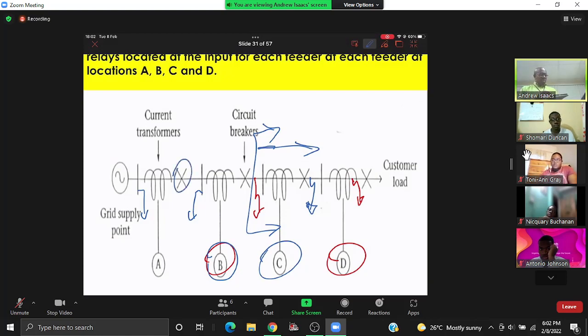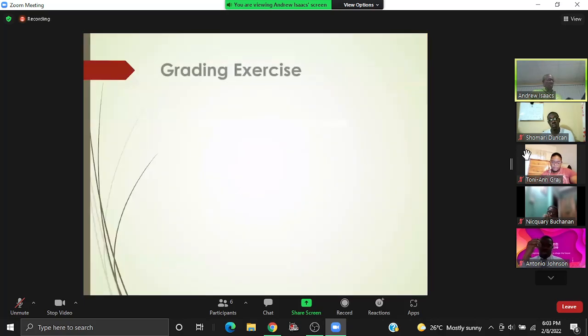I know I'm showing circuit breakers here, but just think of them as, I don't want to say fuses, because obviously the type of relay that I'm going to be using, which are very inverse, you wouldn't be using with fuses. These are the switches connected to the relay that will open the circuit, all right? Okay, so that's our network.